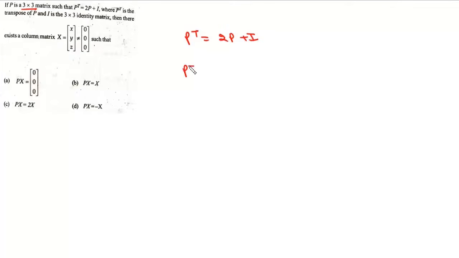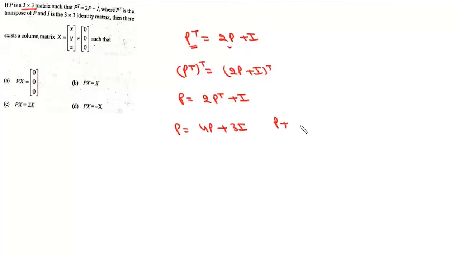Now if we take transpose both sides, we can write transpose of P transpose will be equal to 2P plus I transpose. Now this is P and this is 2P transpose plus I transpose is again I. Now we can write P transpose as 2P plus I. So it will be P and there will be 4P plus 3I. We can write P plus I equals 0, or this P is equal to minus I. Now we multiply it with X, we can write Px equals minus X, and that's your option D.